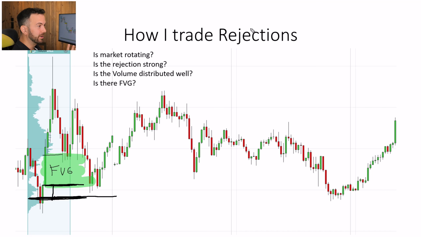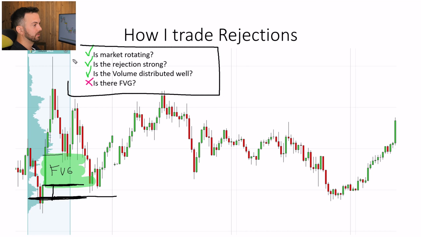In this case, it's not so clear cut, but if we go through the checklist, then the market is rotating, the rejection is strong, volumes are distributed well, but the fair value gap is above the place where I would like to trade. It's not above the heavy volume zone, so in this case, I would look at it like this. Because the fair value gap is there, but it's a bit higher, right? So if I wanted to be strict, the checklist would look like this, but still 3 conditions are met, which means this is still a good trade to take, right?